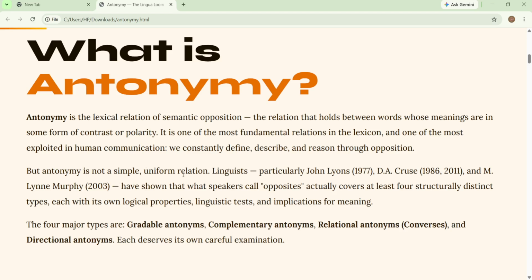But antonymy is not a simple uniform relation. Linguists like John Lyons, D. A. Cruse, and Murphy have shown that what speakers call opposites actually cover at least four structurally distinct types. So this is about the types of antonymy, each with its own logical properties, linguistic tests, and implications for meaning. These are the four types: gradable antonyms, complementary antonyms, relational antonyms, and directional antonyms. So let's look at them.